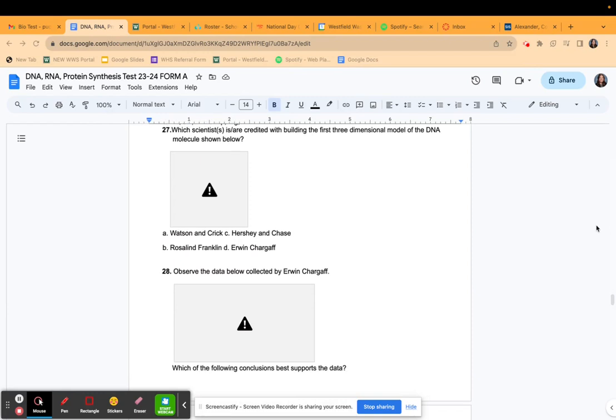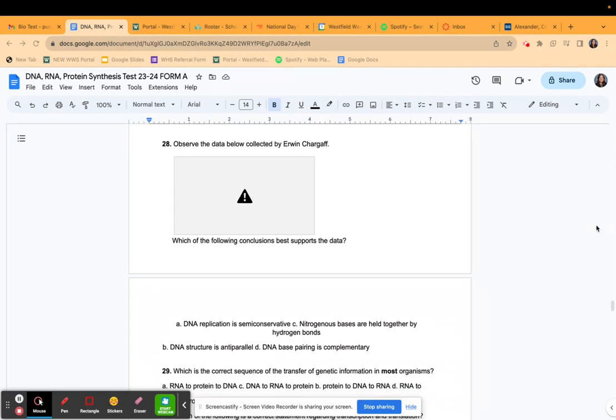27. Which scientist is or are credited with building the first 3-dimensional model of the DNA molecule shown below? A, Watson and Crick, B, Rosalind Franklin, C, Hershey and Chase, or D, Erwin Chargaff. I apologize for those taking the test. The pictures will not load on the audio recording, so please refer to your paper copy.